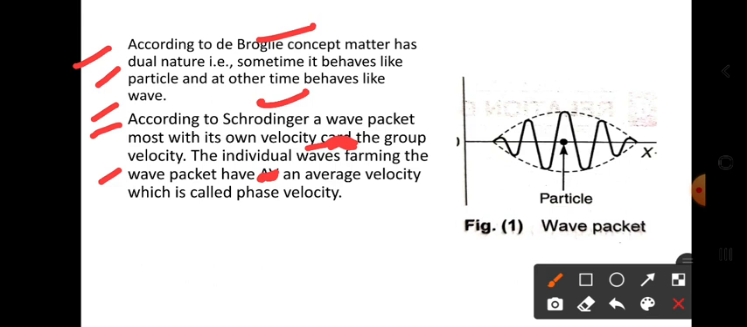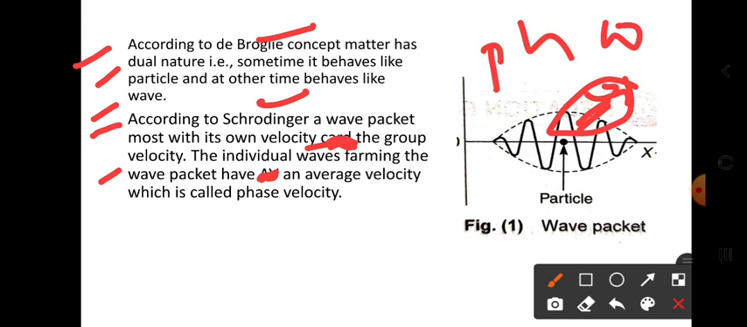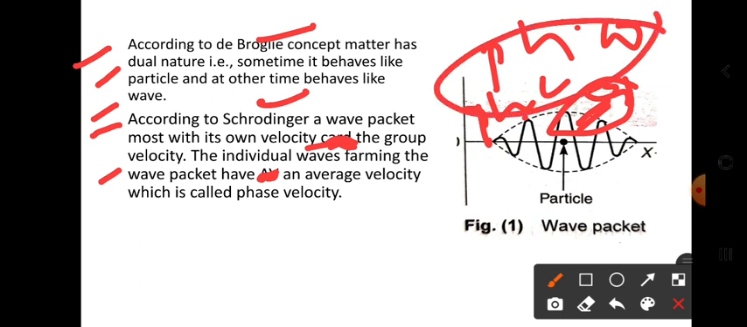Individual, so here it is one wave. Its own velocity is what? Phase velocity or wave velocity. Let another wave be there inside, with its velocity also being a phase velocity or own velocity. But this velocity and this velocity may not be the same, so their velocities may be different. Why? Because it is a wave packet. Inside the wave packet, different waves may have different velocities.